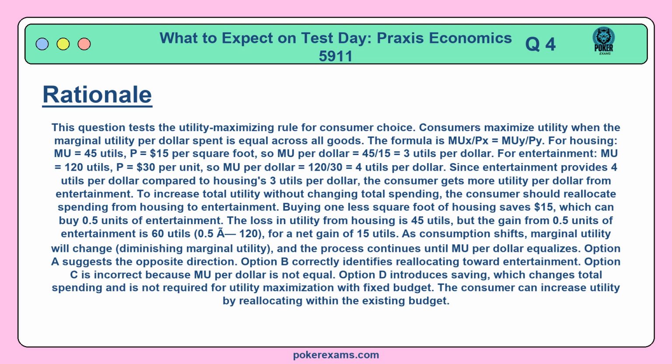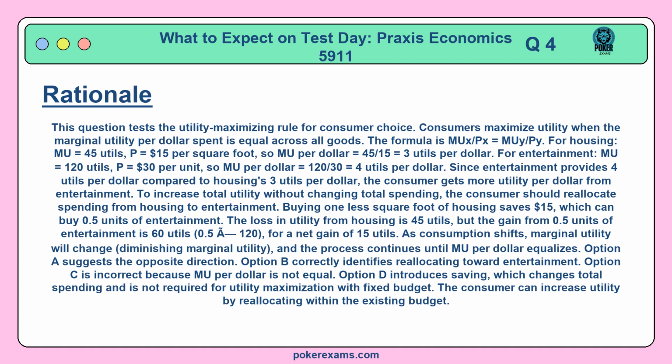Buying 1 less square foot of housing saves $15, which can buy 0.5 units of entertainment. The loss in utility from housing is 45 utils, but the gain from 0.5 units of entertainment is 60 utils, 0.5 × 120, for a net gain of 15 utils. As consumption shifts, marginal utility will change, diminishing marginal utility, and the process continues until MU per dollar equalizes.